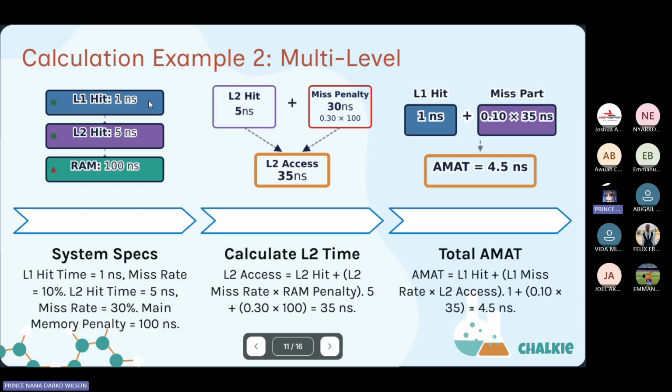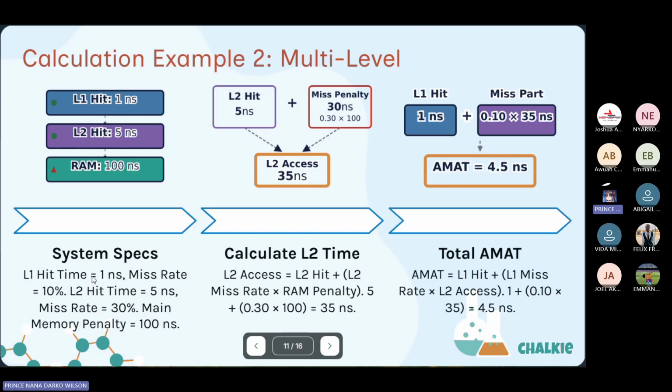Sorry, level 1 hits plus level 1 miss rates times the higher level access time, or the lower level access time, which in this case will be level 2. So we first compute level 2 to get the access time that we will use to compute level 1 to get the average memory access time. So that's what you are seeing here. It has been given here.